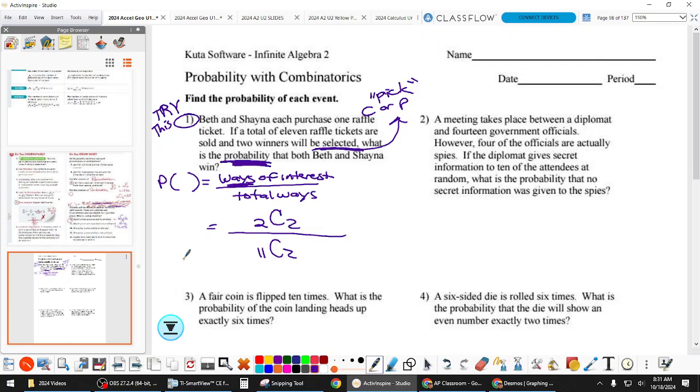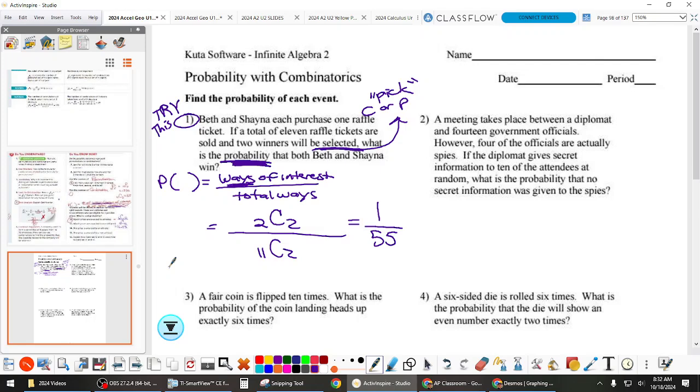Well, it says, what's the probability that both Beth and Shayna win? So those are the only 2 that we care about, right? So this is not a 2 out of, well, it is, but it's 2 out of 2. So he's right. It's 2 to pick from. How many ways can we pick those 2 if order doesn't matter, which should be what? Just 1, yeah. So this is 1 out of whatever this number is. Okay, 1 out of 55.